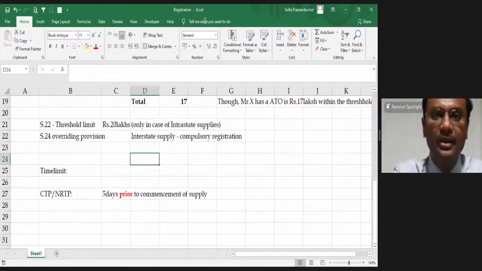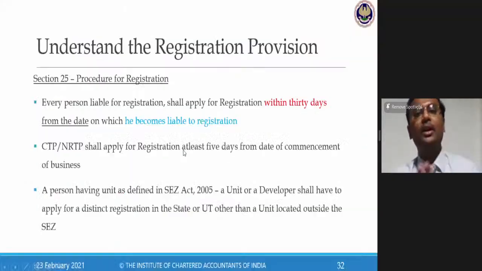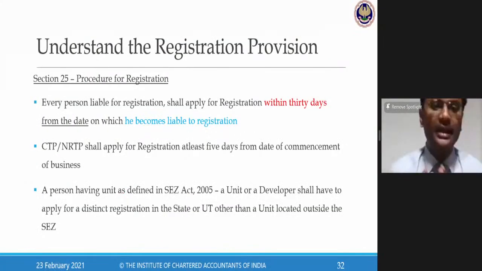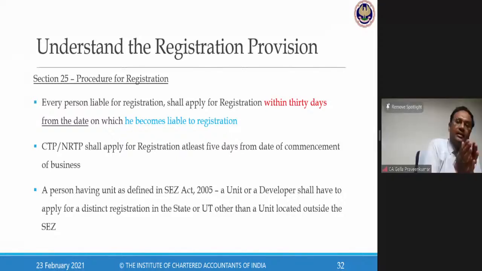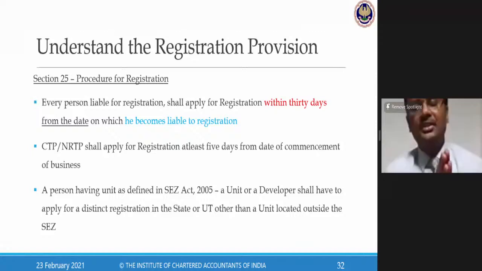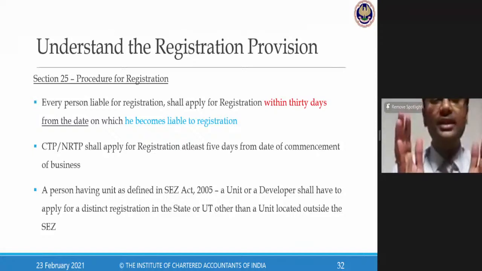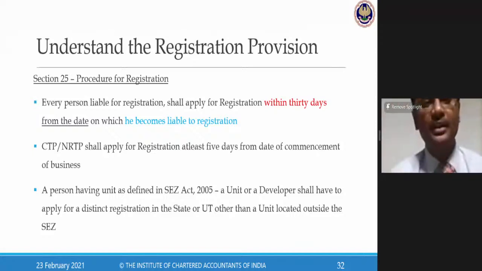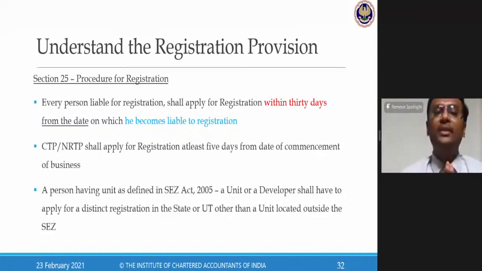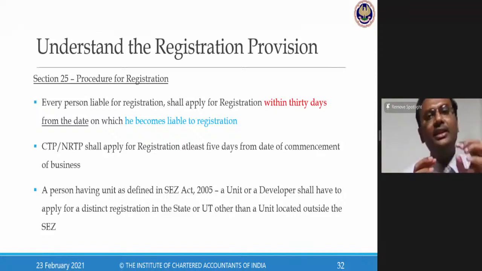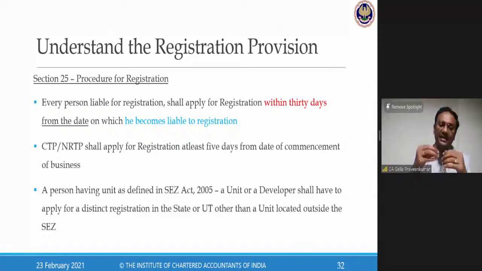Let me go back to my presentation. Yes. So the law says, in case of a CTP or NRTP, at least 5 days from the date of commencement, please take a registration. In case you are a regular registration, don't worry, I'll give you 30 days. Now, in case of SEZ, they say SEZ unit or SEZ developer should have a separate registration from a domestic unit. This is what the law says with respect to SEZ.